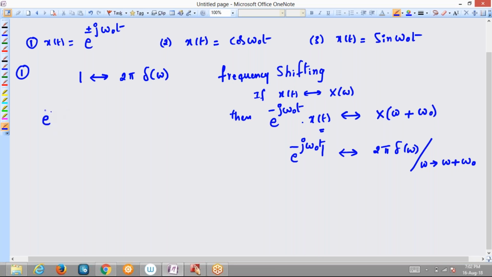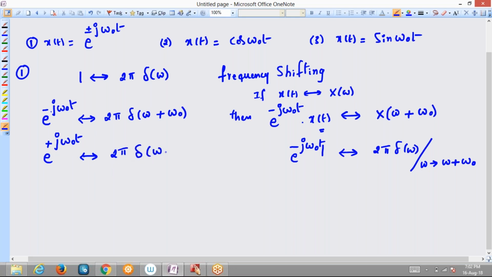So the Fourier transform of e to the power of minus j omega naught t is 2 pi del of omega plus omega naught. Similarly, we can find the Fourier transform of e to the power of plus j omega naught t. It is 2 pi del of omega minus omega naught. So from these two equations, we can calculate the Fourier transform of the cos omega naught t signal.